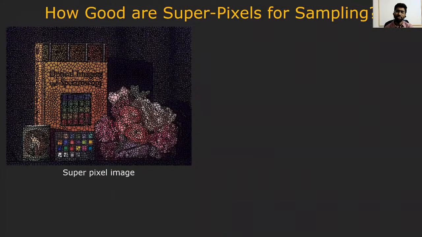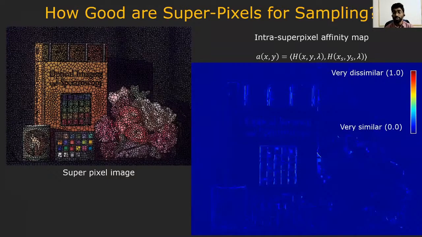But how good are superpixels to identify spectrally homogeneous regions? To answer this, we took an existing hyperspectral image and computed the similarity of spectra within a superpixel to the spectra at its centroid. As can be seen here, most spatial locations have spectra that are extremely similar, which supports our hypothesis. So given this hypothesis, how do we then find a sampling mask that utilizes the superpixel information?